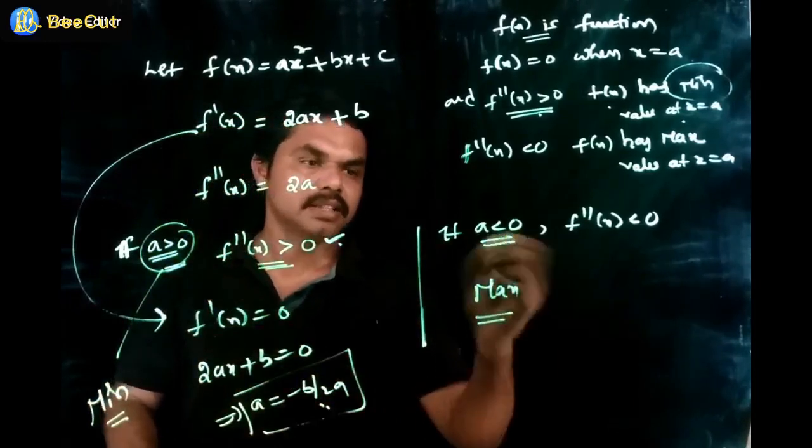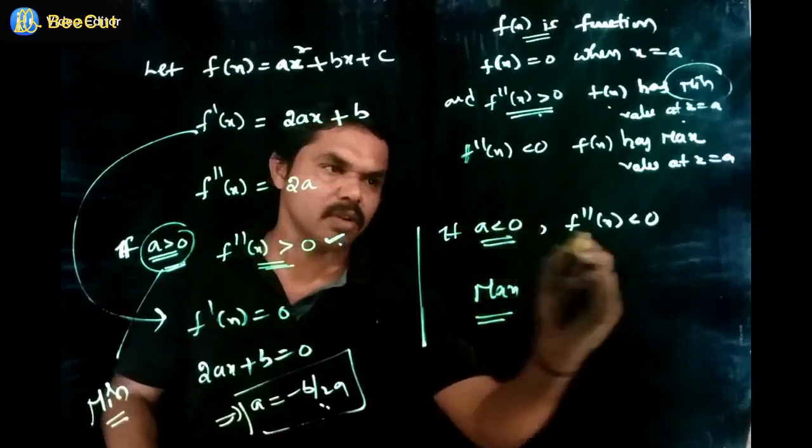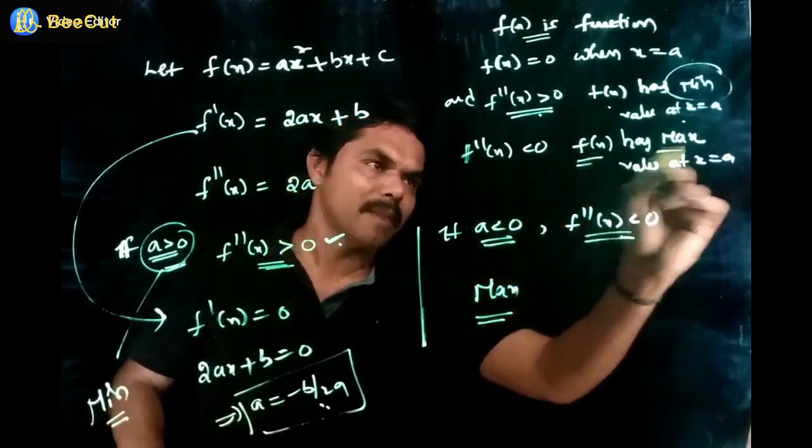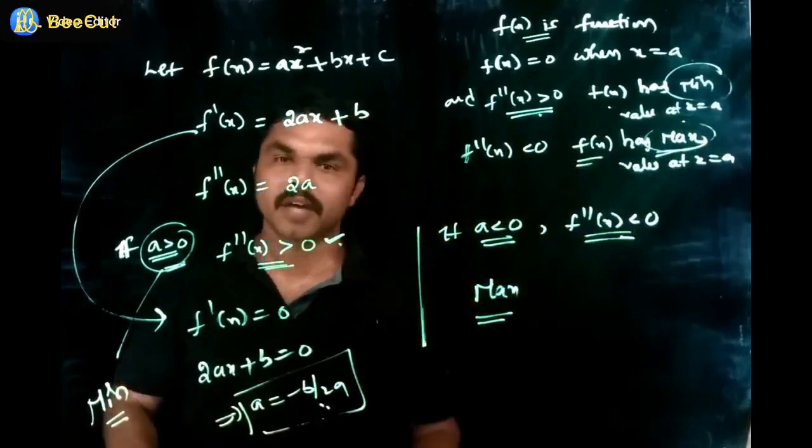How can we say? See, it's very clear. When a is less than 0, f double dash is less than 0. When f double dash is less than 0, f of x has a maximum value. I hope you can understand.